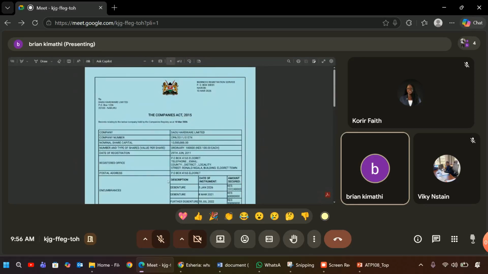Now these are private company limited by shares. Now let me open a private company limited by guarantee, and finally a public company. Very fast, in a minute. Let me find one.